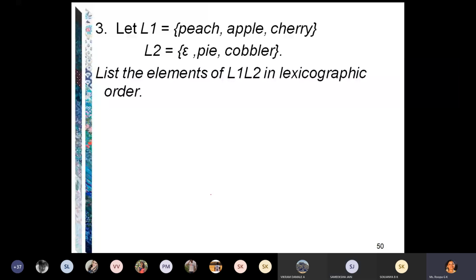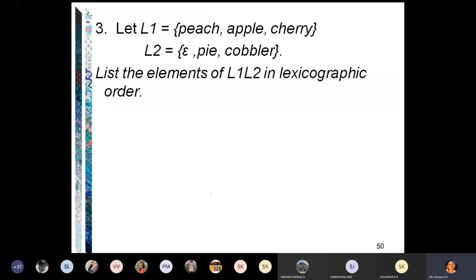Okay, here L1 is given by peach, apple and cherry. L2 is given by epsilon, pie and cobbler. You have to list the elements of L1, L2 in lexicographic order. Okay, so in the first set L1, which string is having shorter length? First peach, 5 letters. Second apple also 5 letters. But cherry is having 6 letters. So out of peach and apple, which one do we have to list first? Apple, because of alphabetical order.